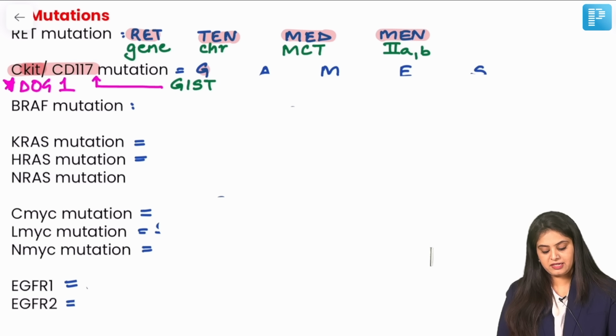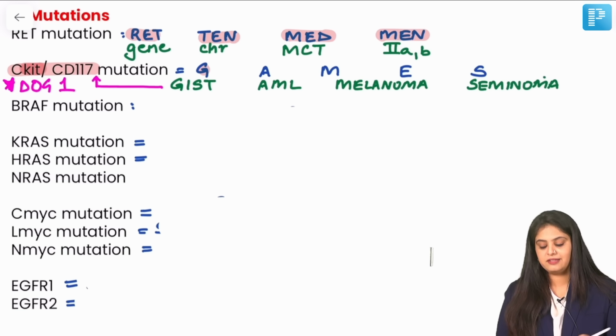Next, AM, that is going to be, it is in AML. Next is ME, it is also mutated in skin cancer, that is melanoma. And next is SE, that is testicular cancer, seminoma.